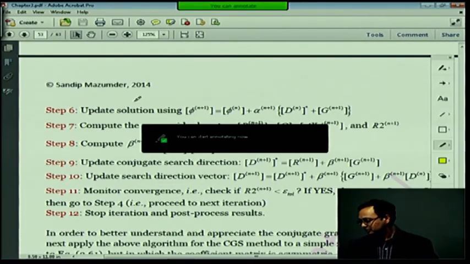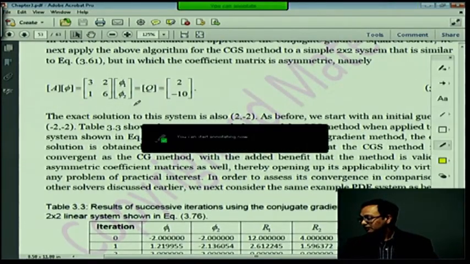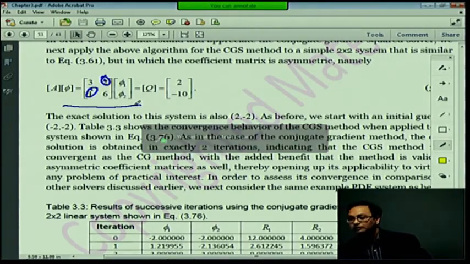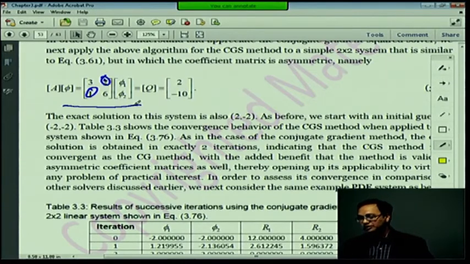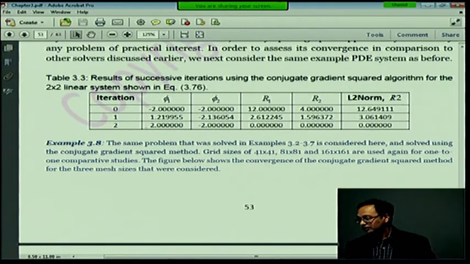This one is asymmetric because you see I have a 2 here and a 1 here. It's not symmetric about the diagonal anymore. In the previous one I had a 1 and a 1. The solution to this is also -2, -2 or 2, -2. And just like the conjugate gradient solver, it converges to the exact solution in at most 2 iterations for a 2 by 2 system. And here is a plot of the residual.